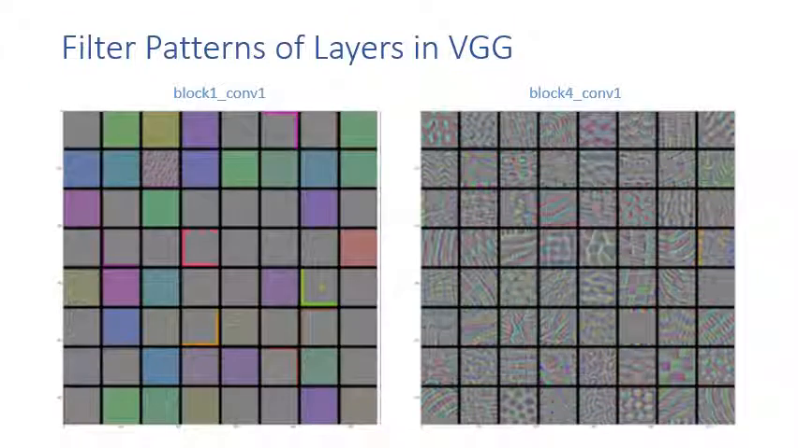Here are the outputs of block 1 convolution 1 and block 4 convolution 1. For the output of block 4, you can see some interesting patterns that look like the feathers of a bird or some texture on an animal. So indeed, the filter has learned to extract some spatial patterns of the input images.